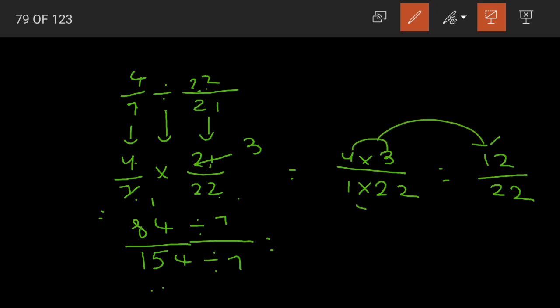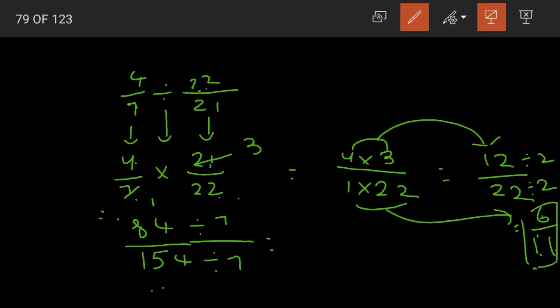4 threes are 12, 11 twos are 22. Again, these can be divided by 2. Yes, 12 divided by 2 is 6, 22 divided by 2 is 11. 6 by 11 will be our answer. Okay, this is the simplified form, the simplest form of our answer here. 84 by 154, you can write this answer, but this is not the simplified answer, children. You have to find the highest common factor, and then divide both the numerator and denominator by it, so that you will get the simplest form.